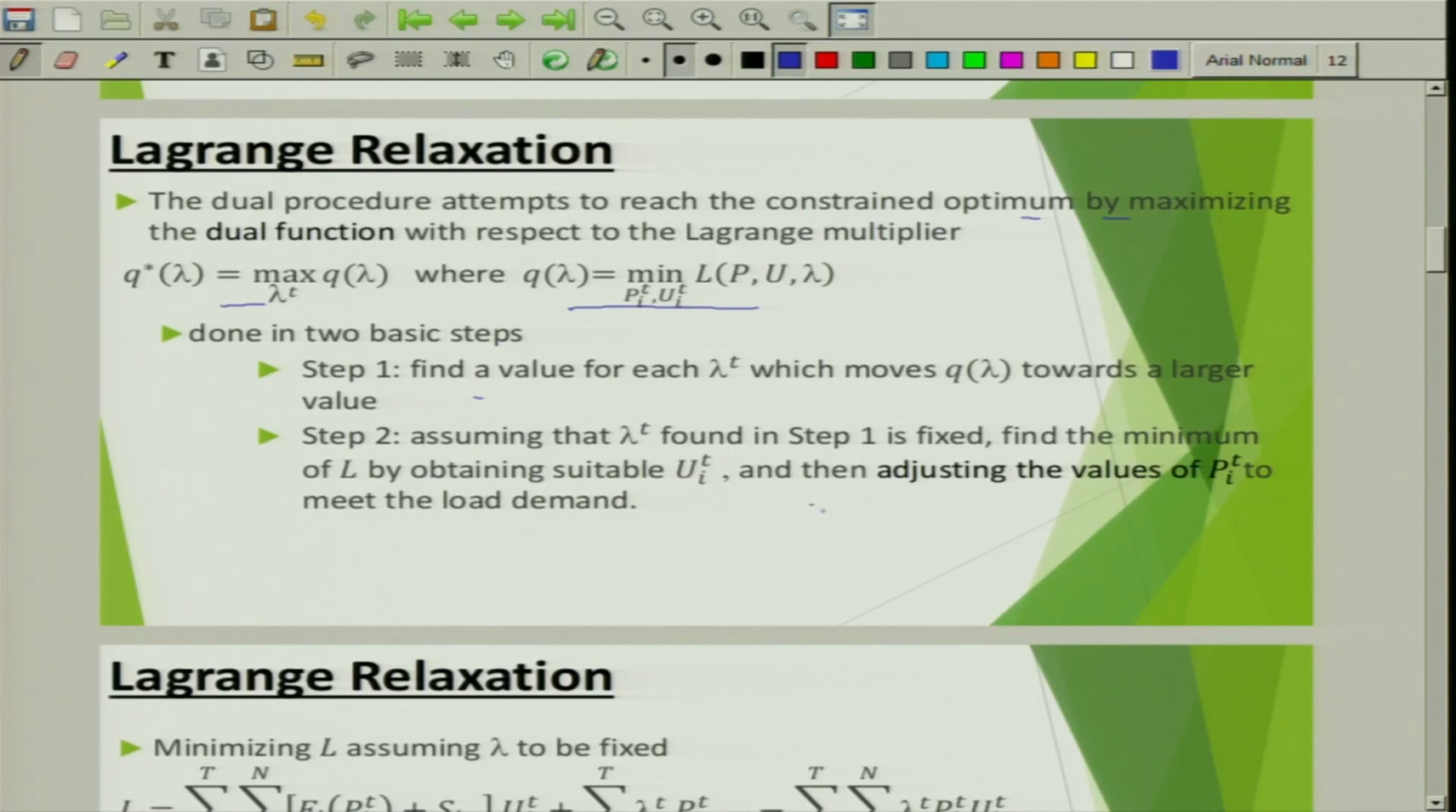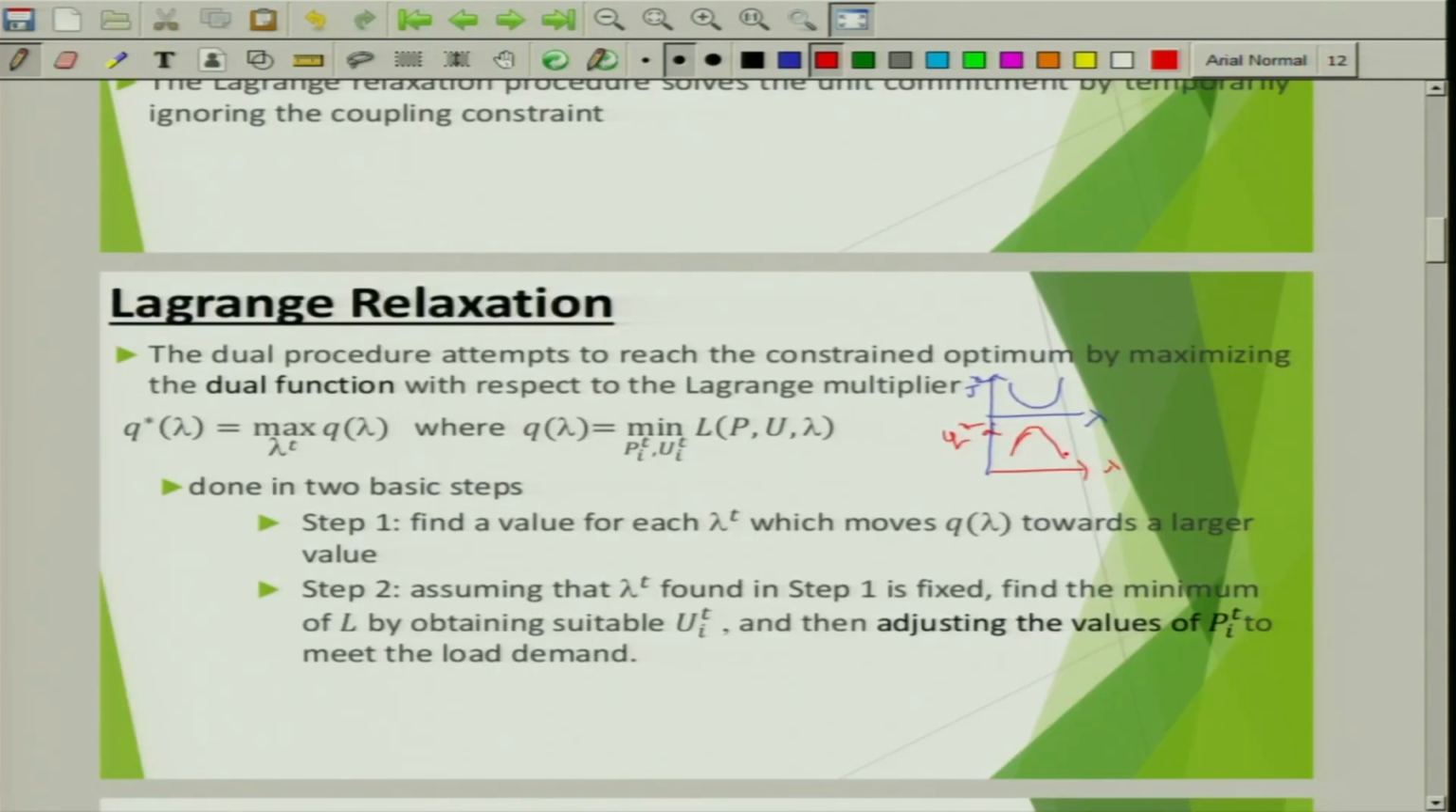Step 1 is to find a value for each lambda which moves q of lambda towards a larger value. If you remember, I have discussed this. This is the primal function, let us say J star, and this is lambda, right? So this is a minimal function and there is a q star which is a maximum function. Ultimately you need to obtain a lambda where q star will be maximum, and that indicates in a way J star, the function, is also minimum. So the objective is to obtain the maximum point and then you obtain that specific lambda.